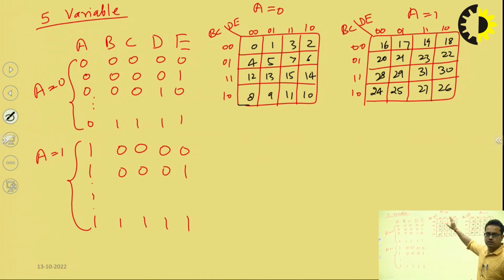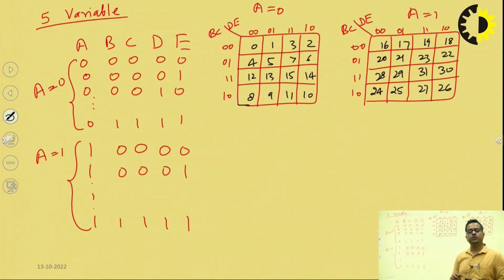Instead of BC on this side, you can take BC on this side and DE on this side. In that case, the combination will move vertically. So in this, it will move from 0, 1, 2, 3, 4, 5, 6, 7, something like that. So you can verify for that case also.